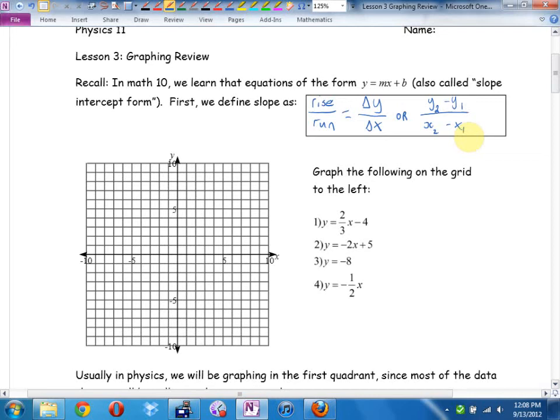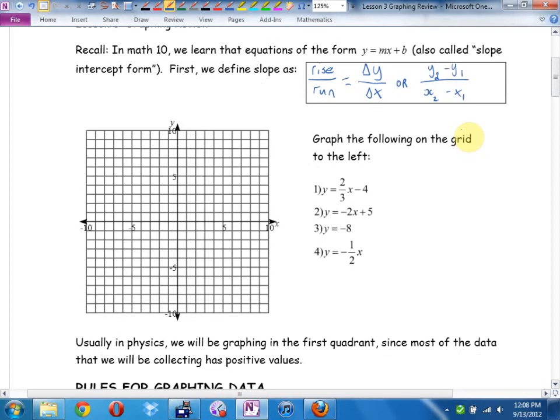The second y minus the first y coordinate divided by the second x coordinate minus the first x coordinate. So a few examples. I wrote, graph the following on the grid on the left. Let's look at example 1. Example 1 is in slope-intercept form.